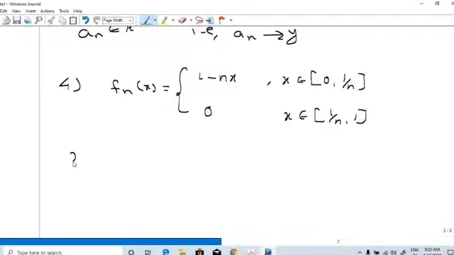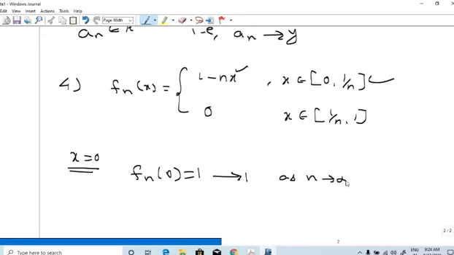Now, substitute x equal to 0. So, what is the limit of the sequence when x equal to 0? That is, what is f_n(0)? So, 0 lies in the interval 0 to 1 by n. Therefore, x equal to 0 gives just 1. Therefore, this is a constant sequence. This converges to 1 as n goes to infinity.